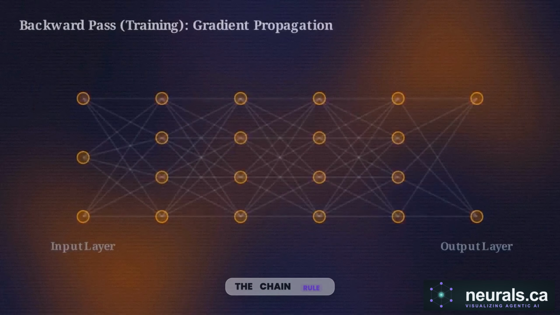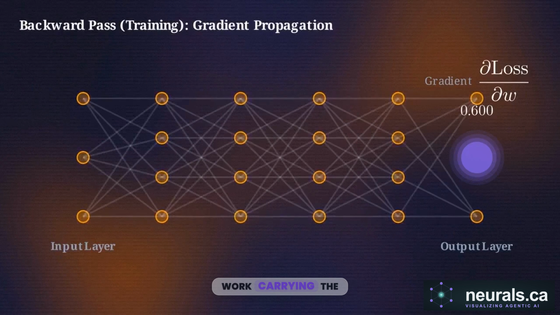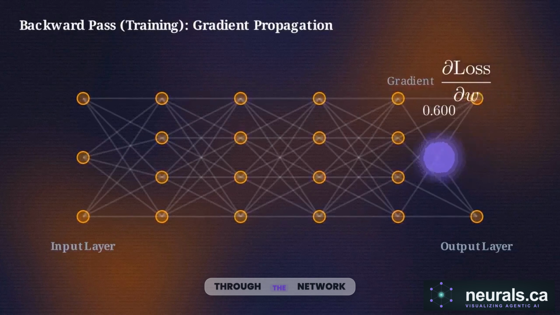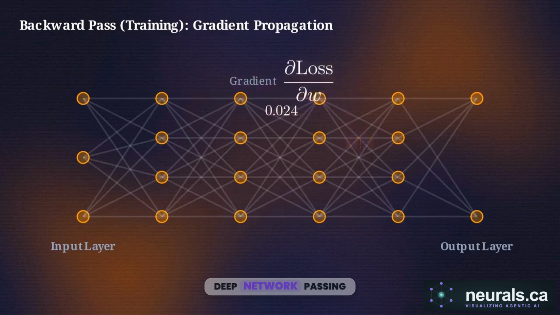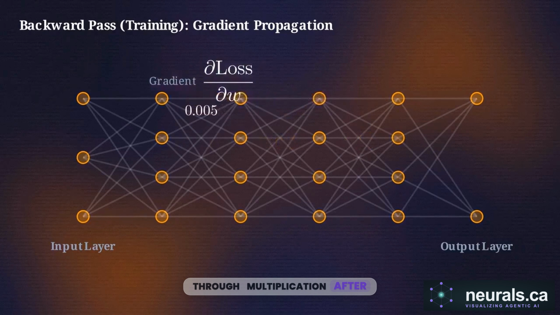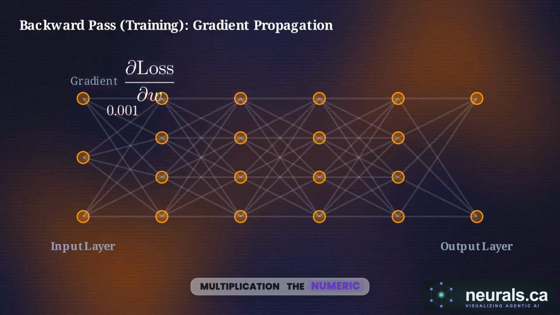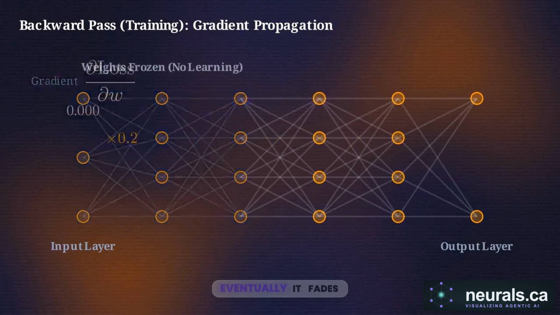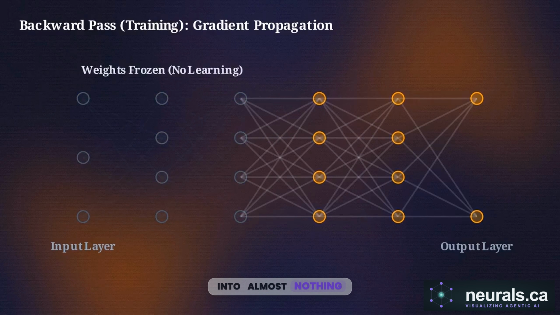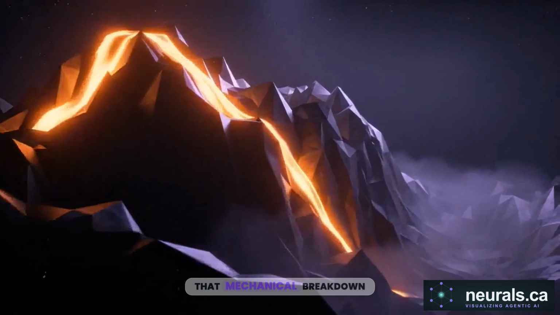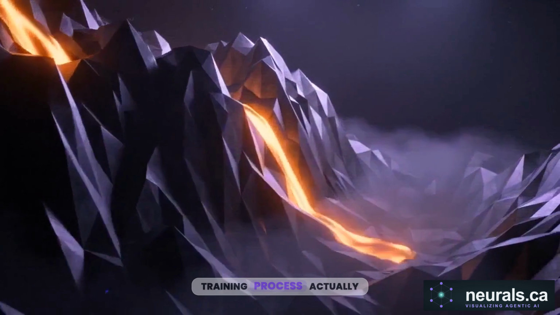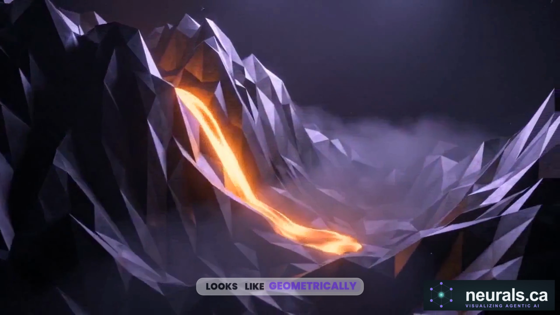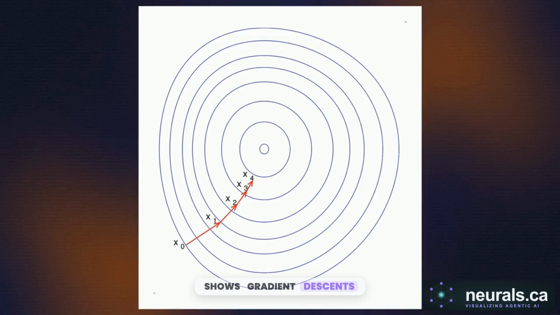We know the chain rule makes backpropagation work, carrying the error signal backward through the network layers. But as that math travels backward through a deep network, passing through multiplication after multiplication, the numeric signal physically shrinks. Eventually, it fades into almost nothing. To understand why that mechanical breakdown happens, we first have to see what a healthy training process actually looks like geometrically. This contour map shows gradient descent's geometry.